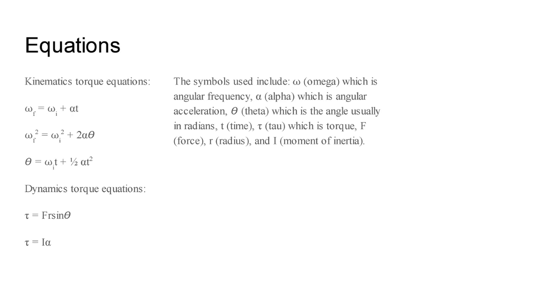The symbols used include omega, which is angular frequency, alpha, which is angular acceleration, theta, which is the angle usually in radians, t, which is time, torque, which is tau, and F, which is force, R, which is radius, and I, which is moment of inertia.